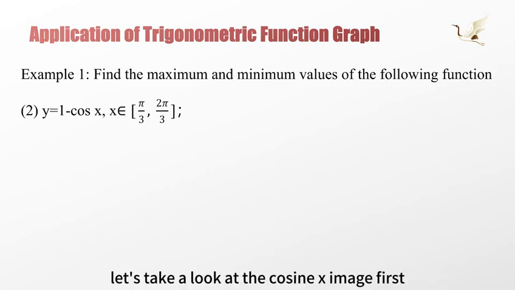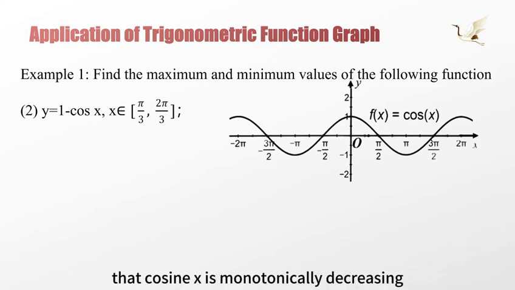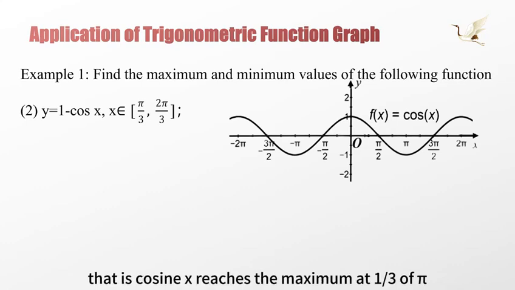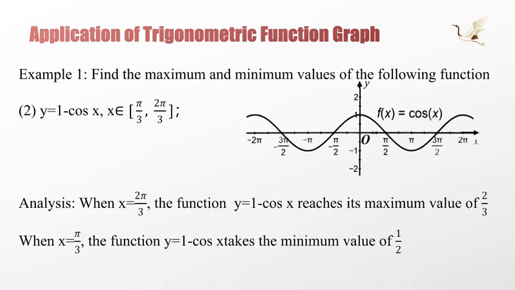Let's take a look at the cosine x image first. It can be seen from the image that cosine x is monotonically decreasing from 1/3 of pi to 2/3 of pi. That is, cosine x reaches the maximum at 1/3 of pi and the minimum at 2/3 of pi, so the problem of subtracting cosine x can be easily solved.